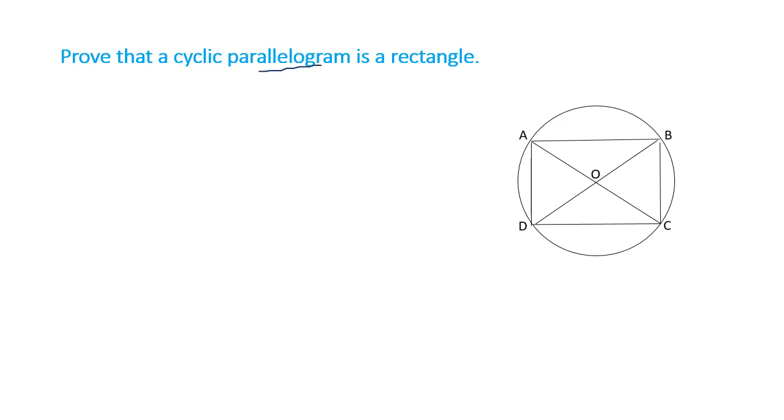In a parallelogram, the opposite angles are equal. So angle B equal to angle D, because opposite angles of a parallelogram are equal. The property we have done. We have learned the property in the previous chapter. We know now in a parallelogram the opposite angles are equal. So angle B equal to angle D.